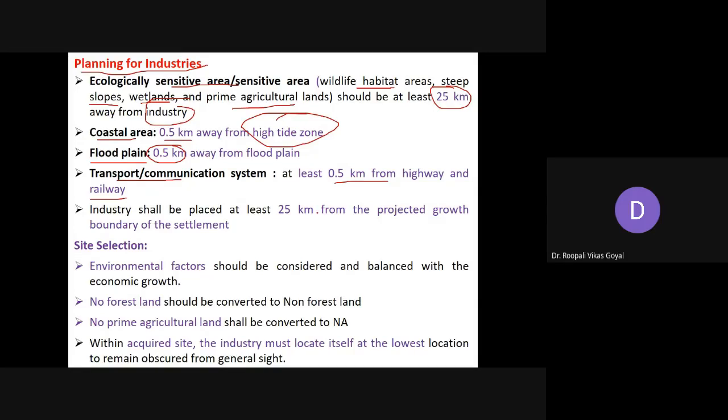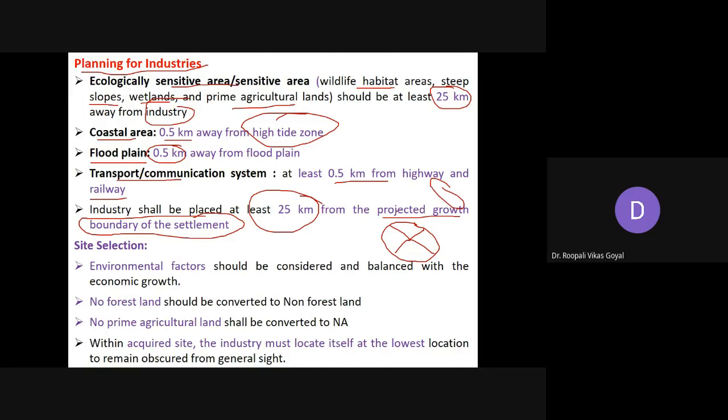And industries should be placed at least 25 kilometer from the projected growth boundary of settlement. Means where there is a village or so. You can see that all these GIDCs etc., they are now merging with the residential area. But at least when they are constructed, the provision was such that it should be at least 25 kilometer away from the projected growth boundary of the settlement. Means you decided a boundary that up to here your particular residential area can extend, then you can apply for your industries 25 kilometer away.